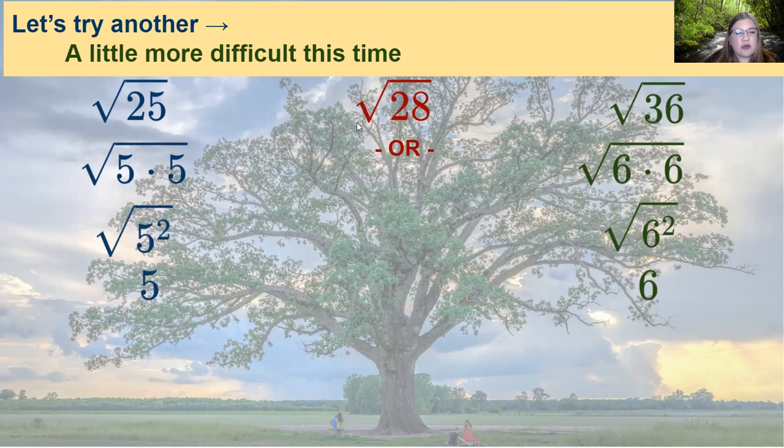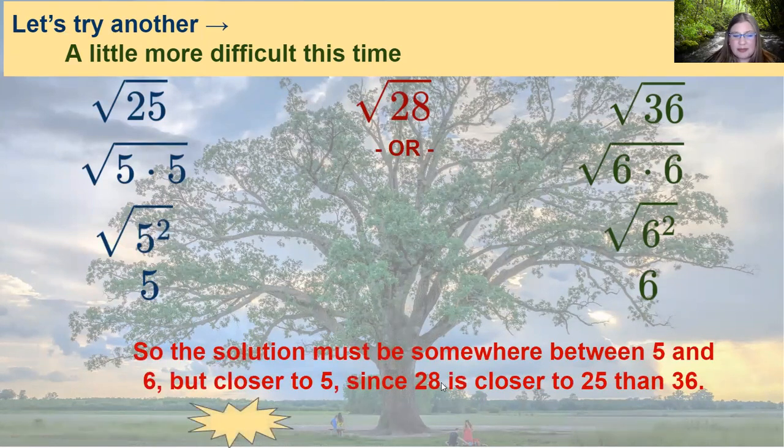So I know that the root 28 is somewhere between 5 and 6. 5 point something, right? Now, 28 again is closer to the 25. Not as close as before, but pretty close compared to the 36. So my guess this time might be 5.2, or maybe 5.3, maybe 5.4, something like that. We know it's going to be something in there, okay?